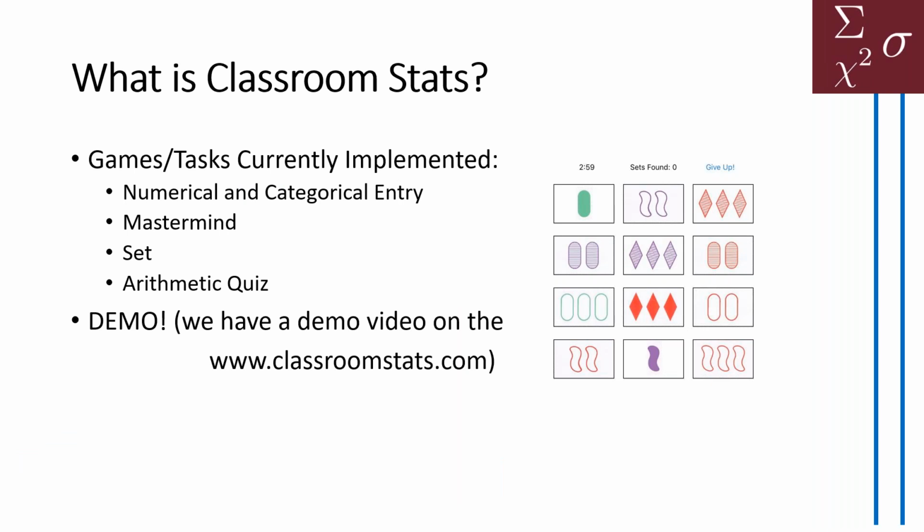I think it's a really cool homework exercise or in-class lab experiment to see them do some of this stuff for themselves. But as far as the games and tasks we currently have implemented, there's the bread and butter, which is the numerical and categorical entry. A room where the students are just providing answers to numerical questions or categorical entry. You can ask up to 10 questions. If they're not numerical, if they're categorical, you can have up to 5 responses for each of them.